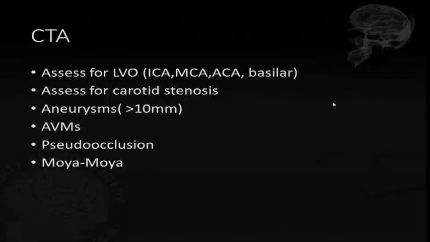Again, aneurysms, AVMs, pseudo-occlusion, and moya moya, it's another big one that you should try to pick up, because that's another contraindication for both thrombectomy and thrombolysis.